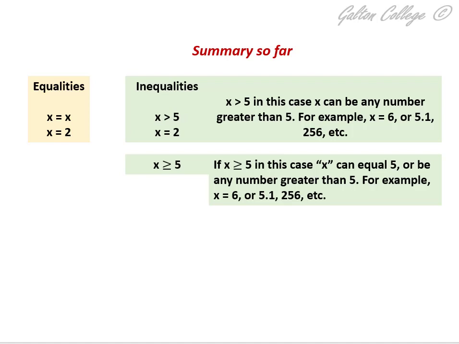Sometimes we get x is greater than 5 or it's equal to 5. So it can equal 5 or it can be greater than 5. For example, it could be 6, or it could be 5.1, or it could be 256, but it can also be 5.